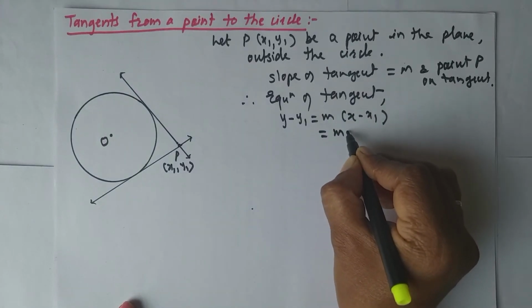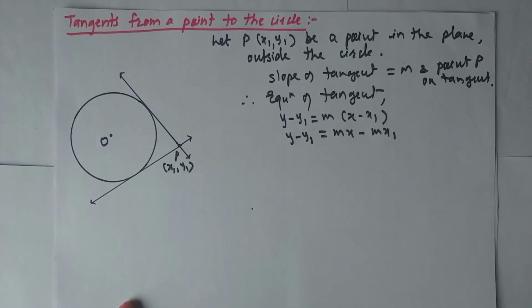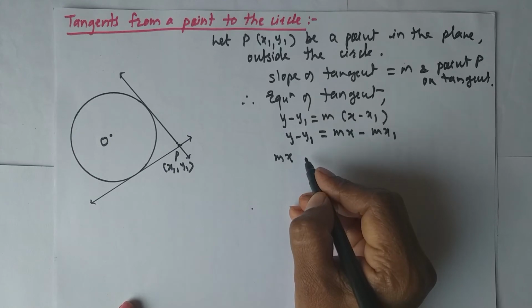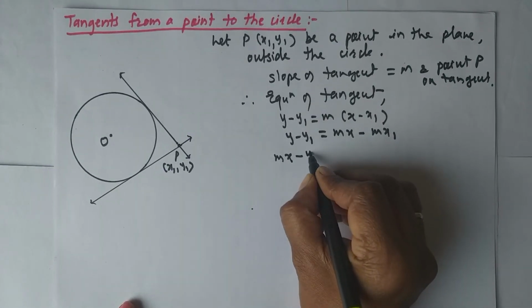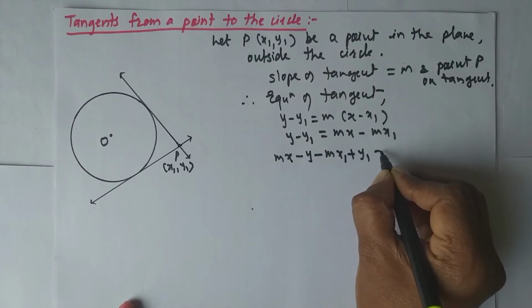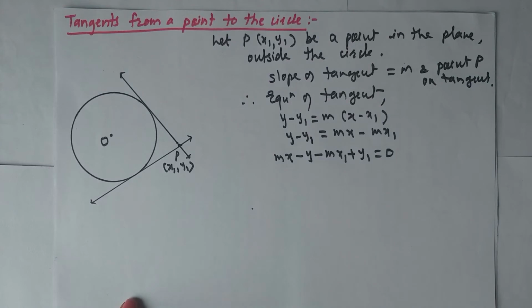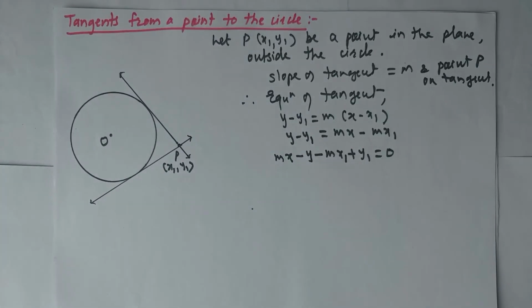I will simplify this. Now transfer all the terms to one side, then I will get mx minus y minus mx1 plus y1 is equal to 0. And what is this? This is the equation of a line. This is the term of x, this is the term of y, and this is the constant.